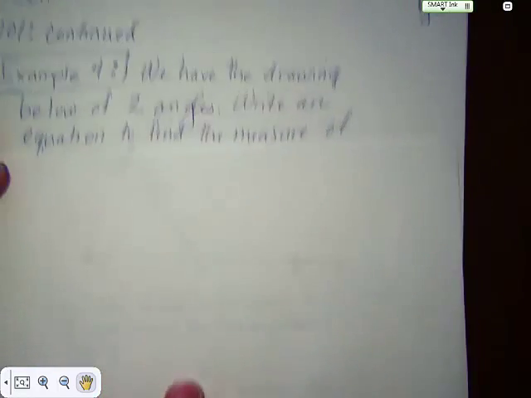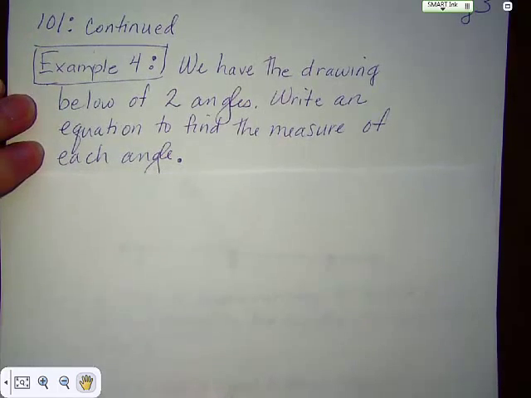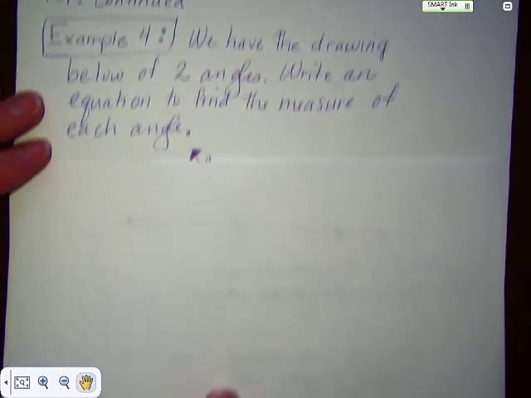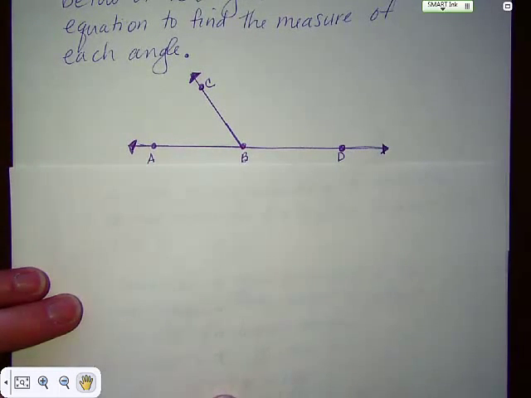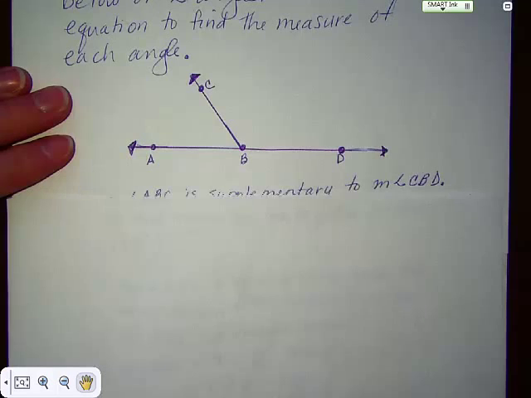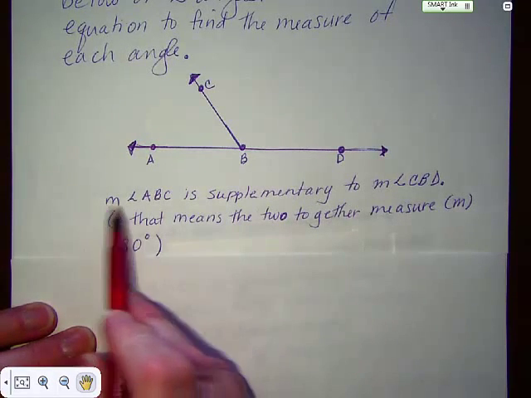One more example. We have the drawing below of 2 angles. Write an equation to find the measure of each angle. There's the angle. Well, that's kind of hard until we have some information. We know the measure, that's what the M means.